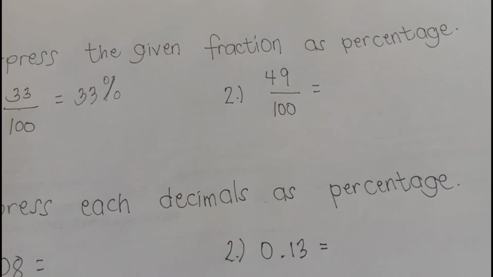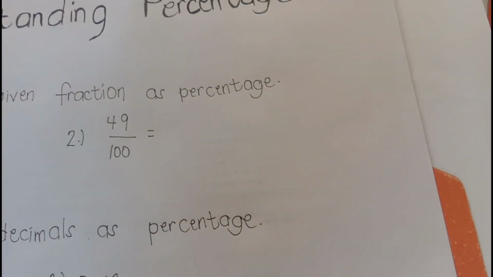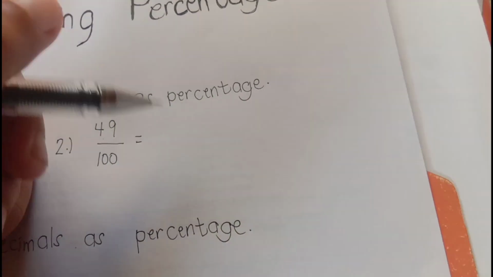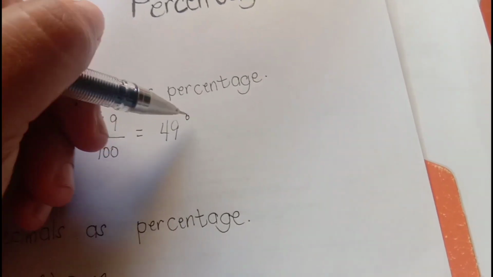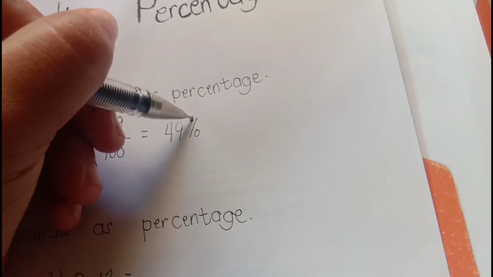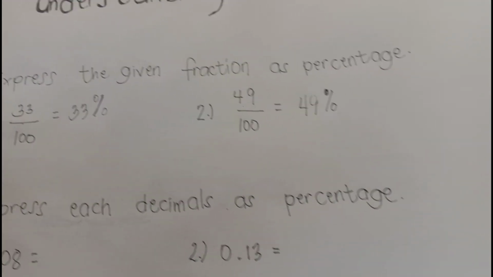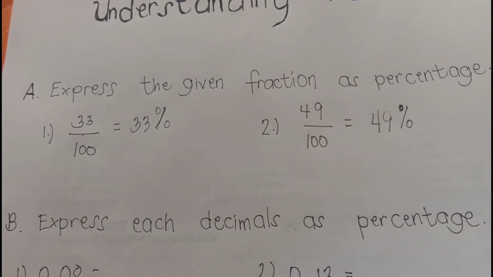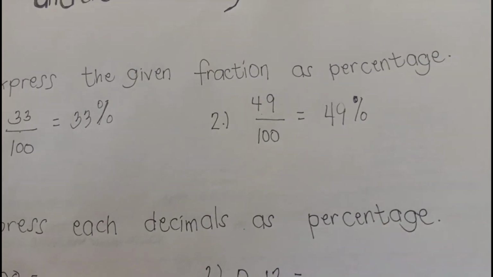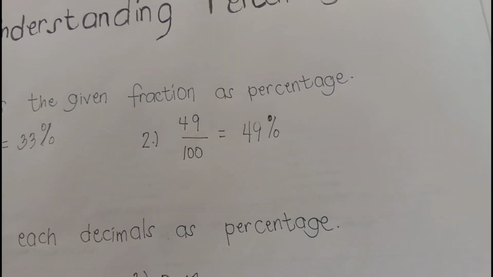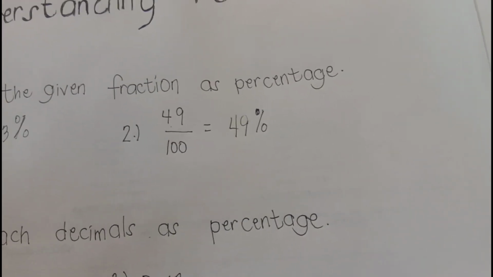Okay, so we have here number 2. You just copy the numerator, then put the symbol of percent. So number 1, 33 hundredths, is equal to 33%. The same as number 2: 49 hundredths will become 49%.